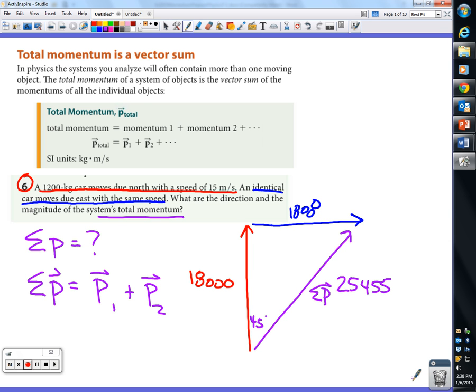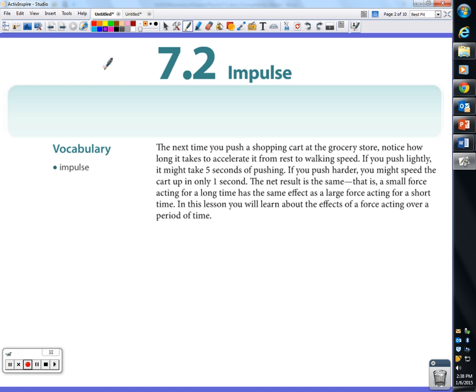All right, good there? Okay, let's get on to the business of today, and let's talk about impulse. There's a little story up here that summarizes the idea of impulse and what it's all about. It says, next time you push a shopping cart at the grocery store, notice how long it takes to accelerate it from rest to walking speed.